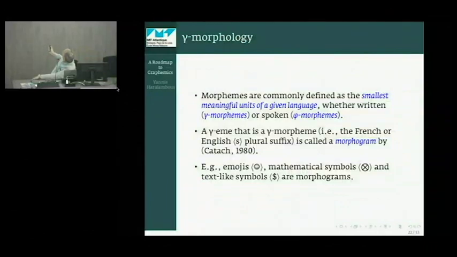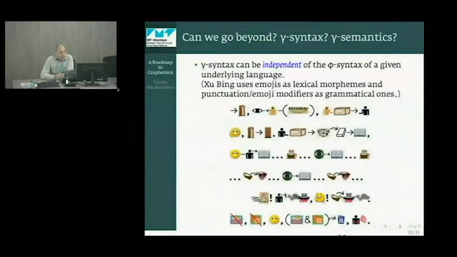Graphomorpheme is a grapheme which represents a minimal unit of sense, like emojis, symbols, and so on. We can ask about the syntax of graphemes. So graphosyntax, is it independent of phonosyntax? And here I have an example which complements what Christa Dürscheid has shown.